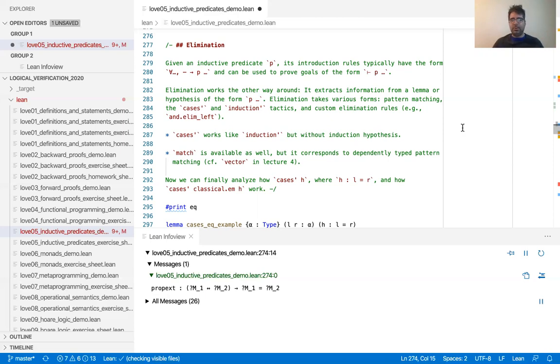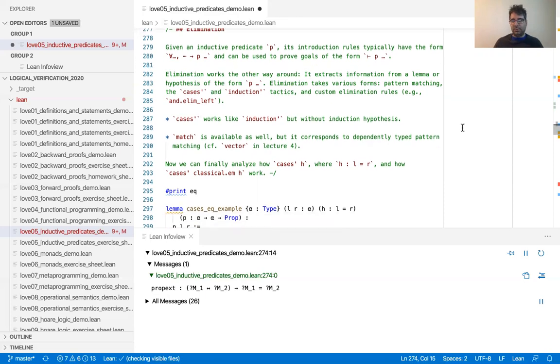And we know most of these techniques already because they're the same for inductive predicates as they are for inductive types, right? So we've seen cases prime before, which is like induction prime, but without induction hypothesis. And there is also match. We've seen match expressions that can be used inside terms. Well, here we're going to be able to use match inside proofs, right, which are terms as well. So we're going to be able to write proofs with case distinctions based on match.